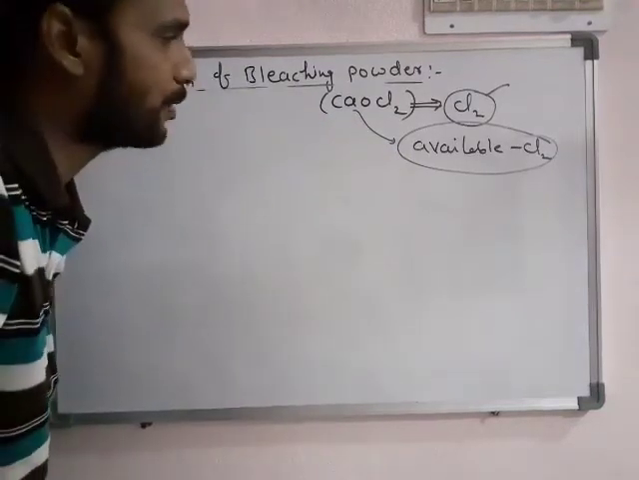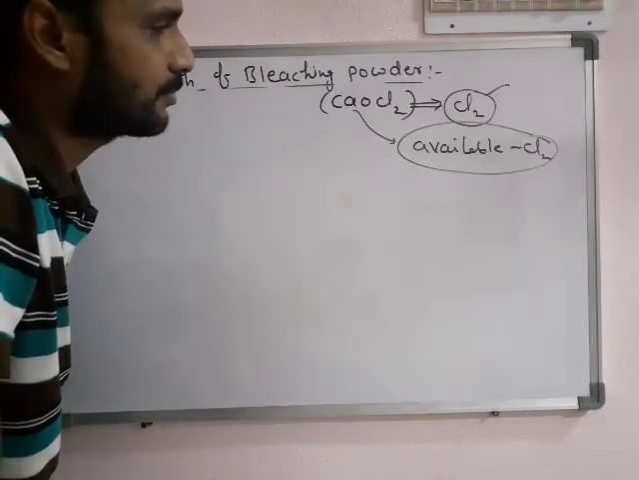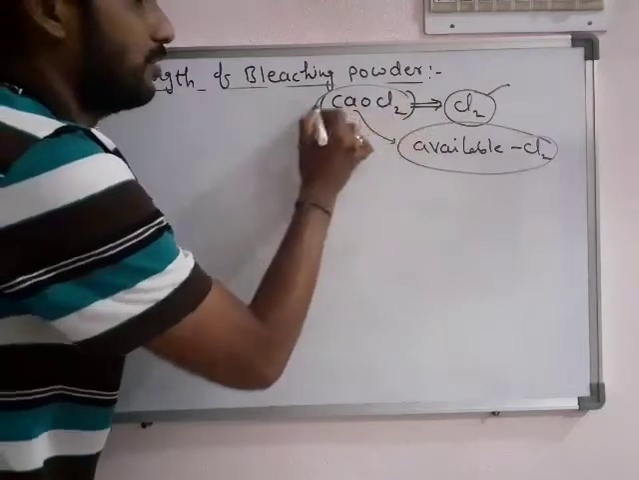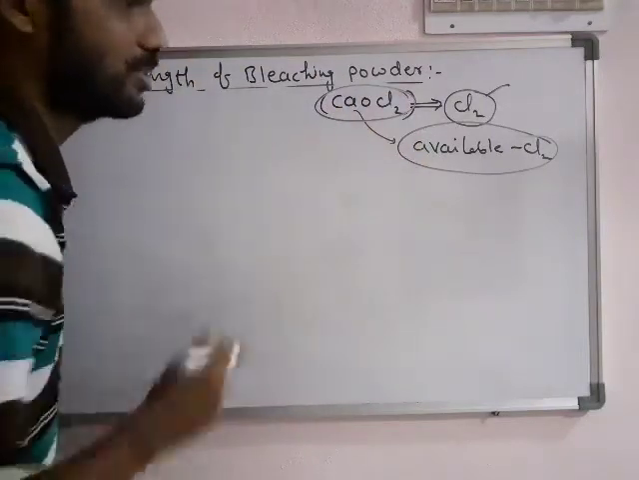From a given sample of bleaching powder, the amount of chlorine released from a given amount of bleaching powder is called the strength of bleaching powder.